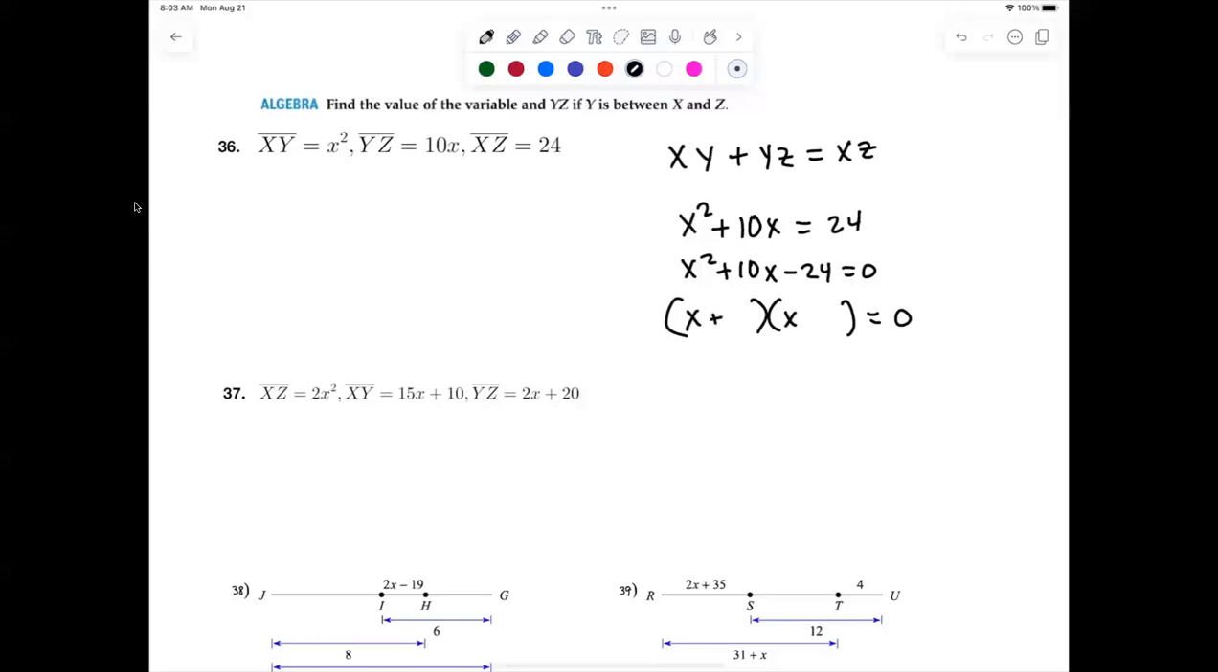So this is x plus 12 and x minus 2. Does everybody agree? So x equals what? Negative 12 or x equals 2. Now, does x equaling negative 12 make sense? Why? Right, because it's distance, and distance can't be negative. But you have to look over there and say 10 times negative 12. Does everybody agree that's negative? Distance can't be negative. So negative 12 is called an extraneous solution.